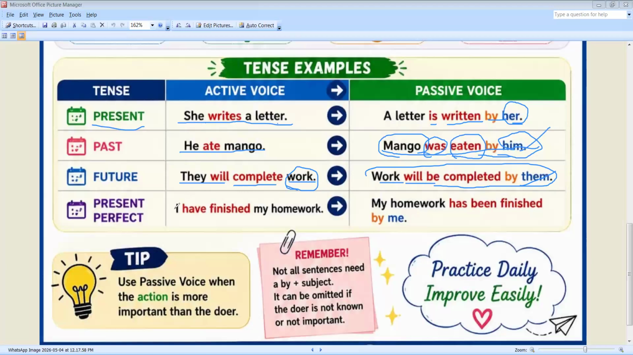I have finished my homework. Present perfect. Same here: my homework, the object, is converting into the subject, and there will be helping verbs like has been finished by me. This sentence we write in passive voice.